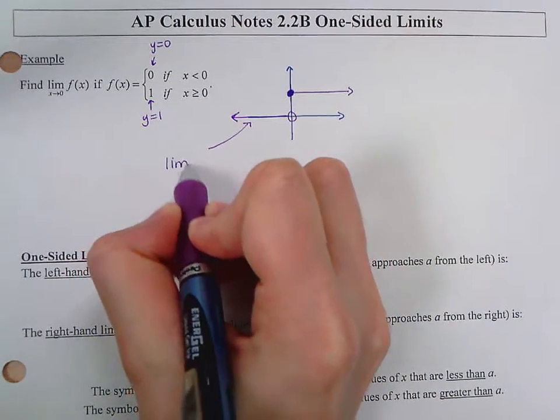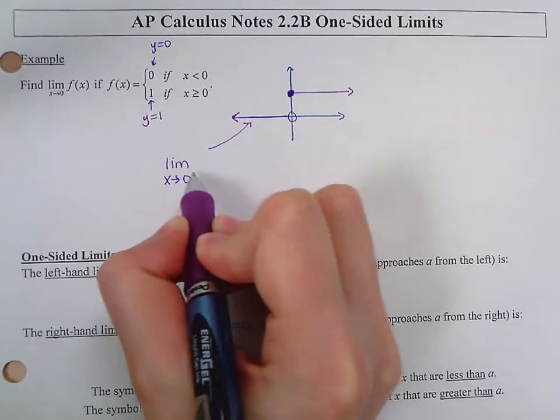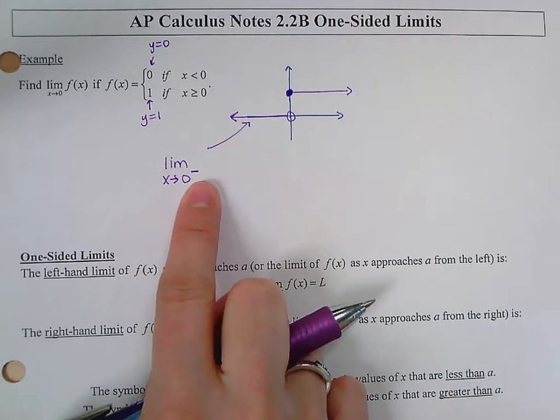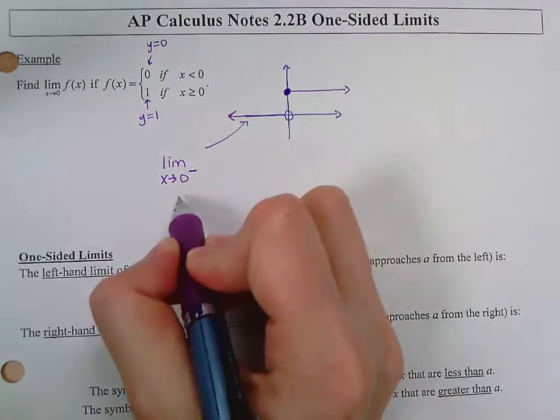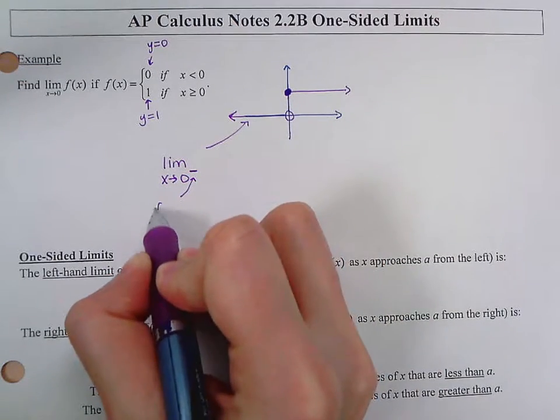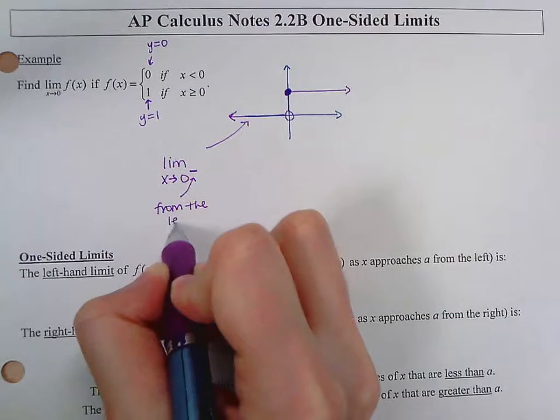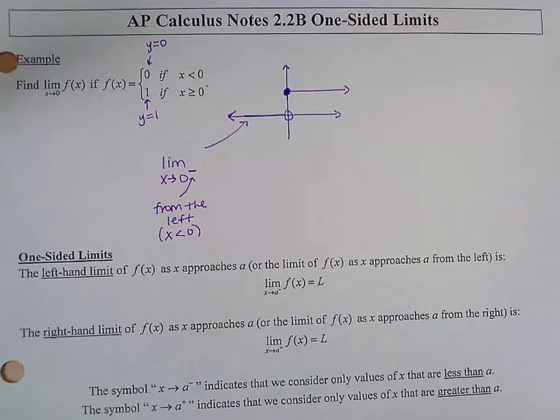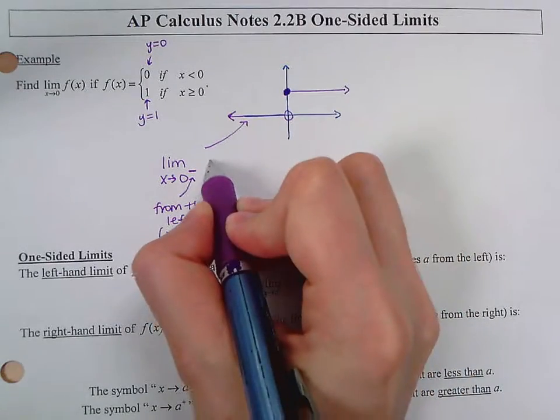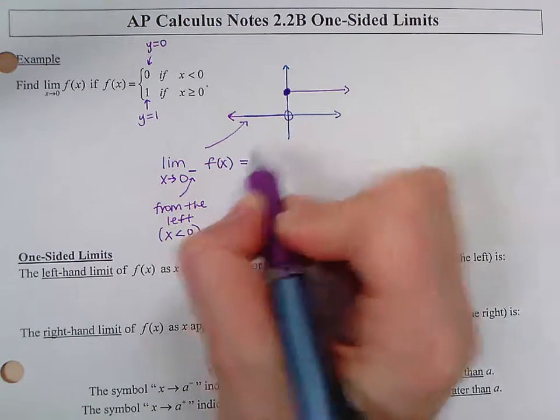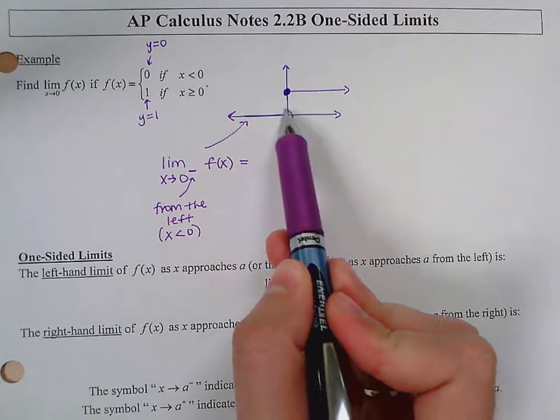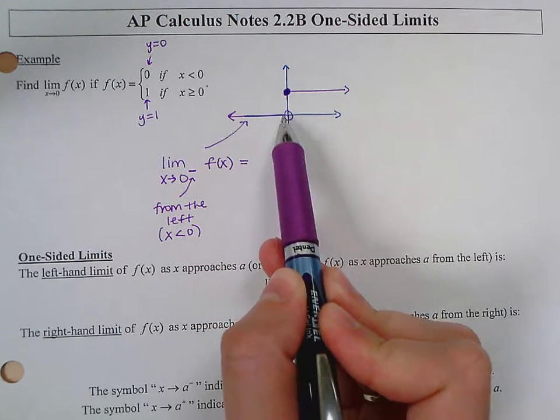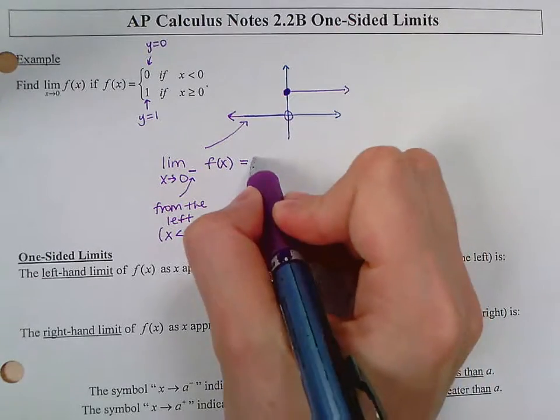I would say the limit as x approaches 0, and then a little minus sign, which you write as if it's an exponent on the 0. That means the limit as x approaches 0 from the left, and that means the x values you're approaching are less than 0. So the limit as x approaches 0 from the left of f of x, that limit would be 0. Even though the function value isn't defined at (0, 0), from the left, that is what the y values are approaching. So that limit is 0.